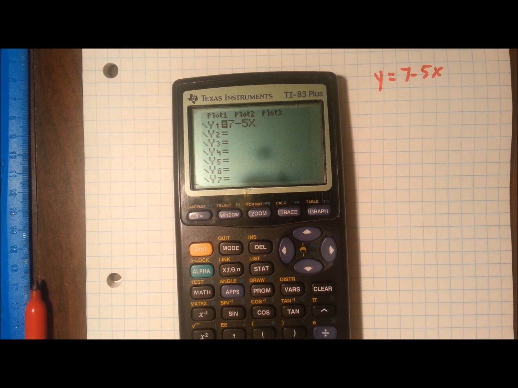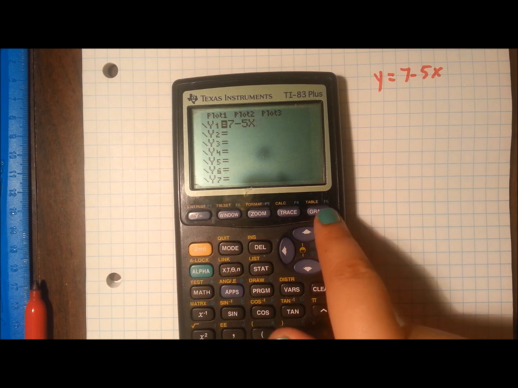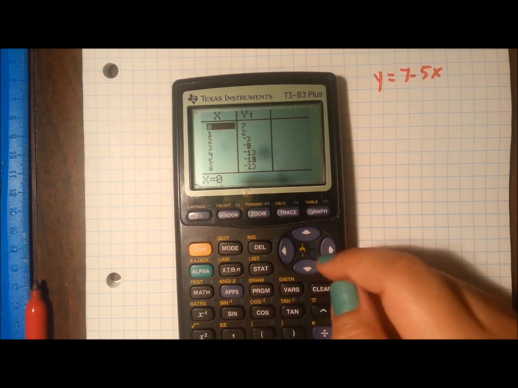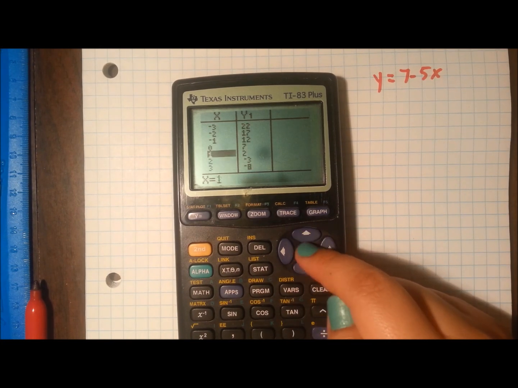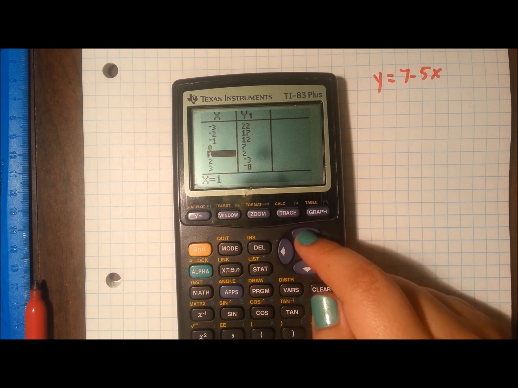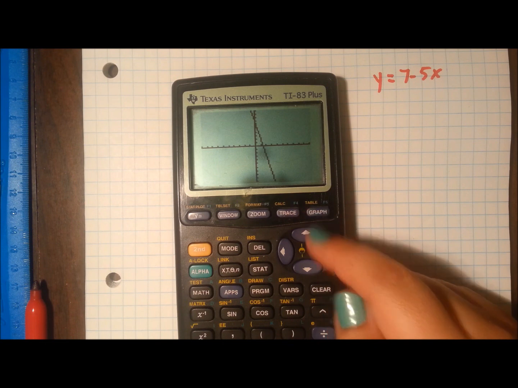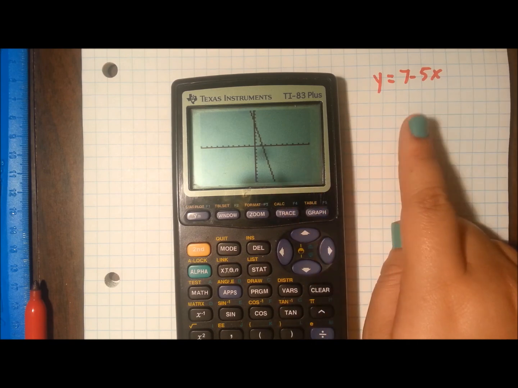What you want to do if you want to find your x and y values is hit second graph. And that will show you your x and y values. And so to find out what the line of this graph looks like, you would hit graph. And it'll calculate it for you. That shows what the line for this equation looks like.